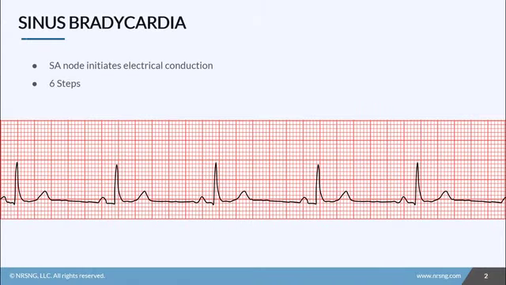So in sinus bradycardia, the SA node initiates that electrical conduction just like in normal sinus rhythm. The only difference is that it's signaling at a rate of less than 60 beats per minute. But since the SA node still initiates that electrical conduction, it is called a sinus bradycardia.